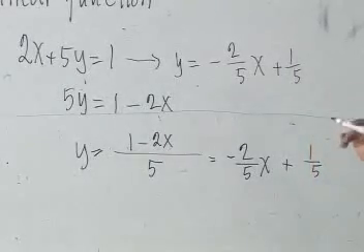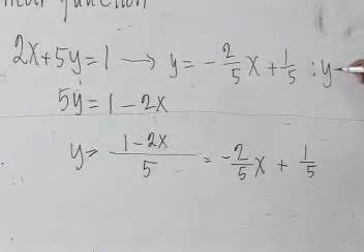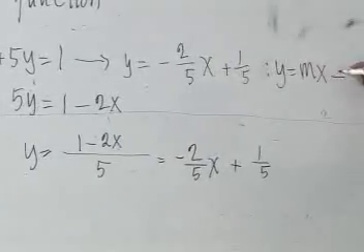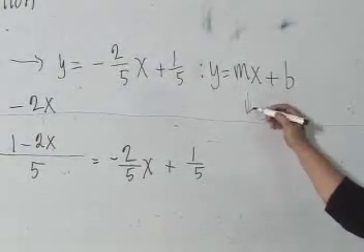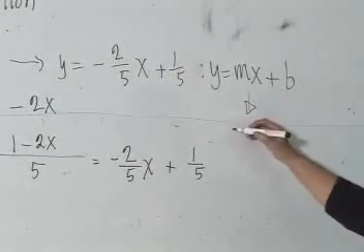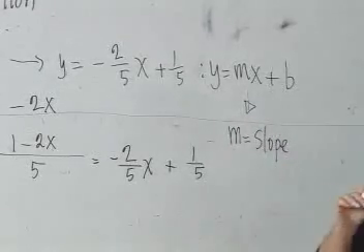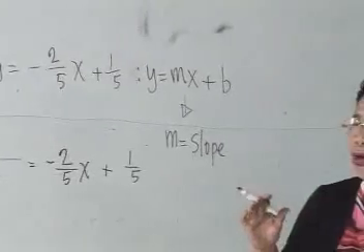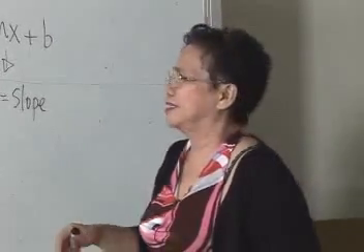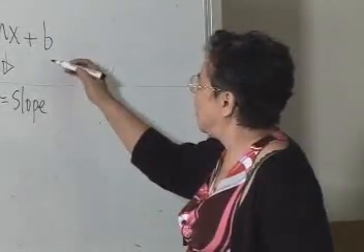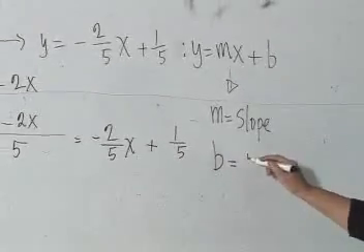This analytic formula can also be represented as y equal to mx plus b, where m here is the slope of the line. The slope of the line is the measure of its inclination with the x-axis. And this one, the b here, is the y-intercept.